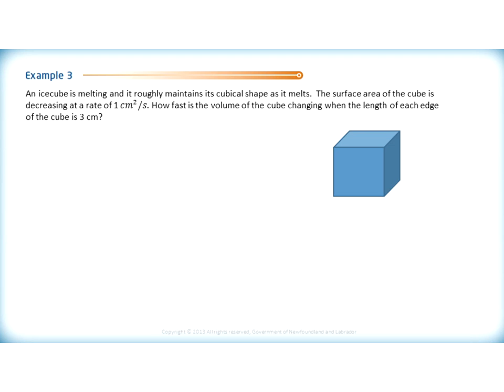I think I'm going to try to do this in terms of volume and the length of an edge. So let's say each edge of the cube is x centimeters long. So we should know that for a cube, the volume will be, ta-da, x cubed. Alrighty. So let's get a derivative of this then. dV divided by dt is going to be equal to 3x squared times dx over dt. All right. So how fast is the volume of the cube changing when each edge is 3 centimeters?